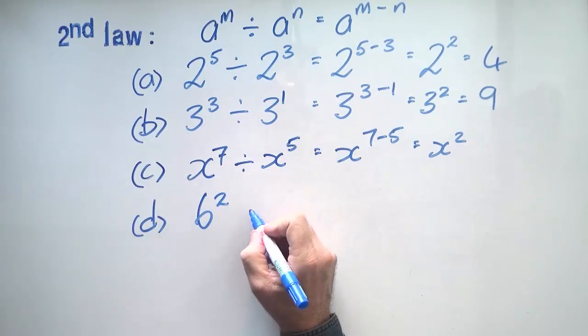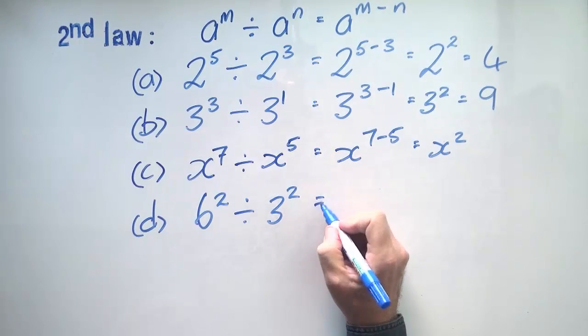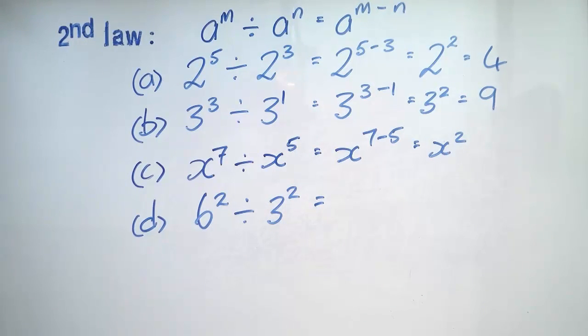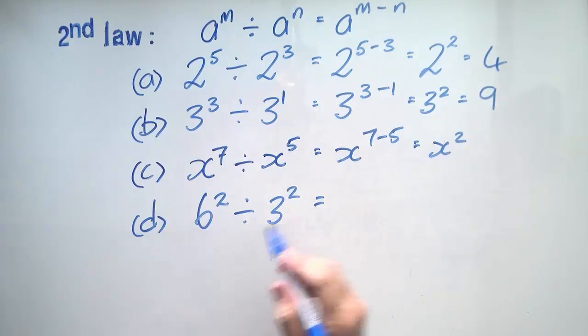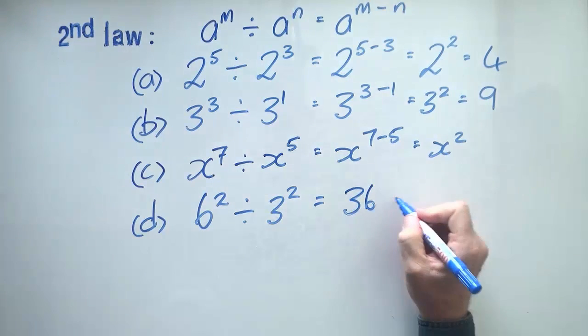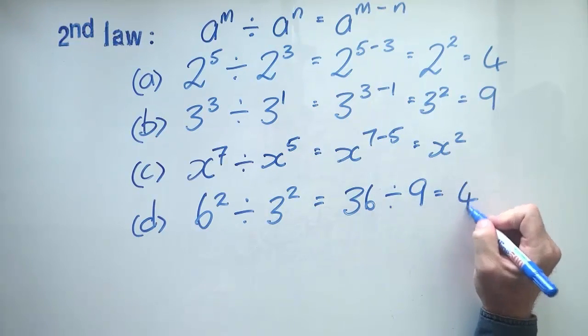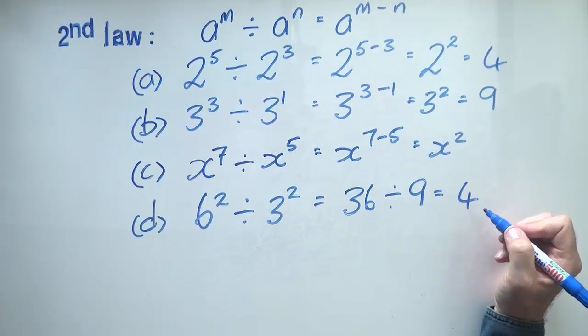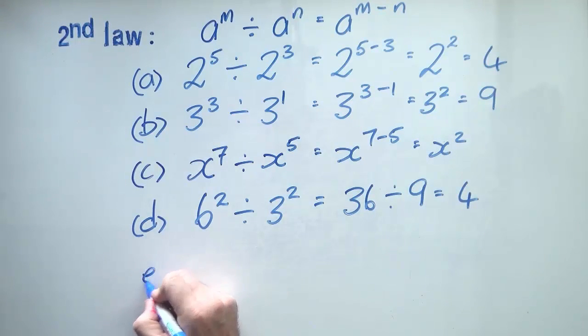Here's a further example. Can I use the laws of indices? No, I can't, because it's not the same base. I've got a division sign, but it's not the same base. So here I just follow the order of operations, which would be 36 divided by 9 equals 4. Example E.